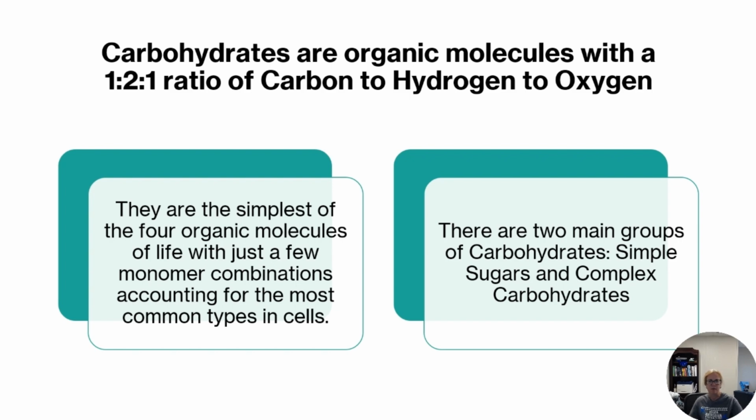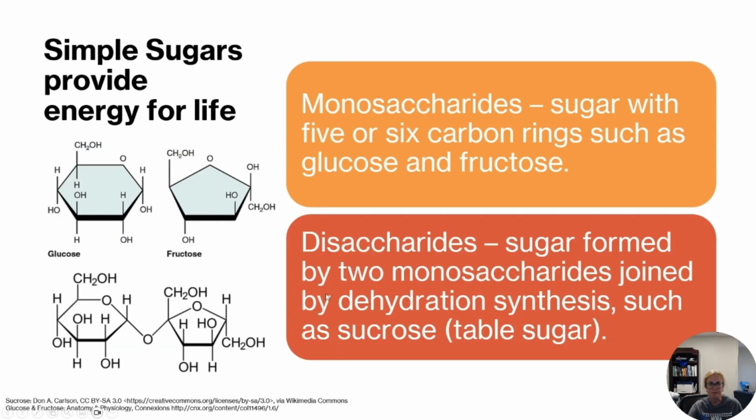So depending on how those monomers are combined, that will determine the type of molecule that you have, the type of carbohydrate. Two main groups of carbohydrates are simple sugars and complex carbohydrates. So simple sugars are what the body uses for energy for life. These are the ones that can be used in the process of cellular respiration to produce ATP.